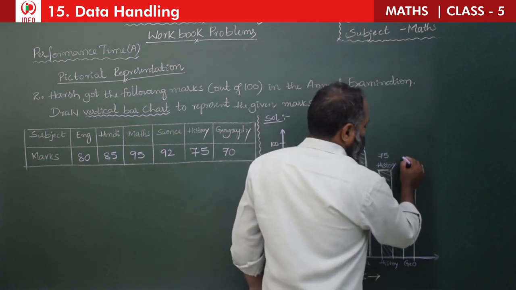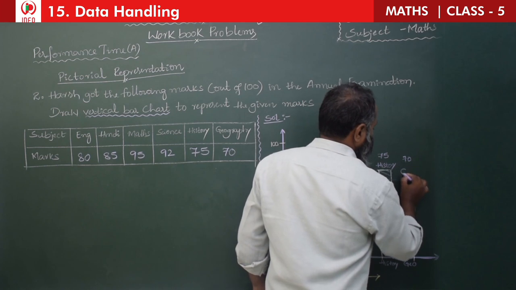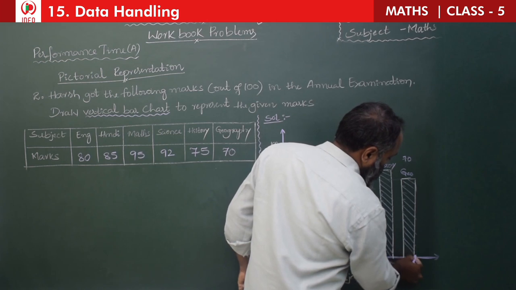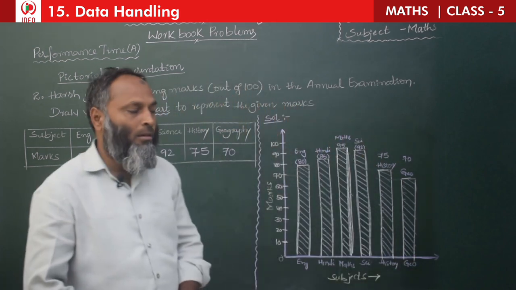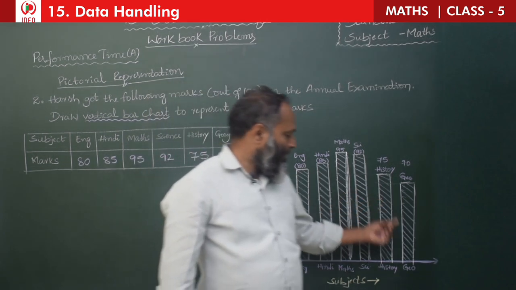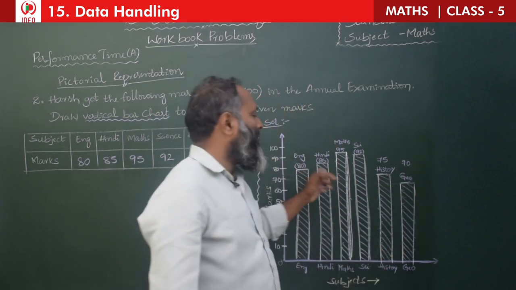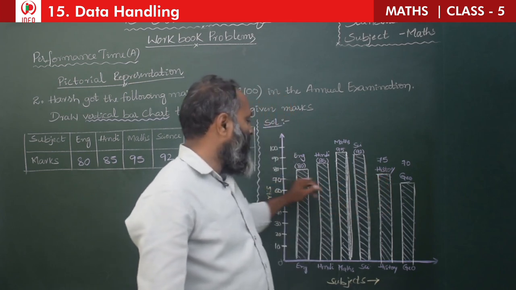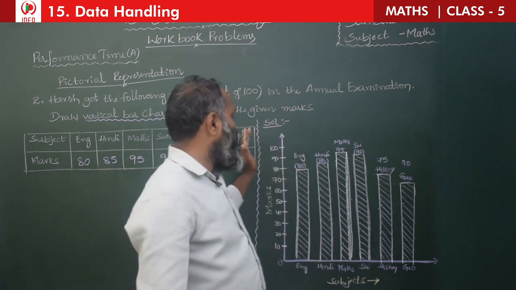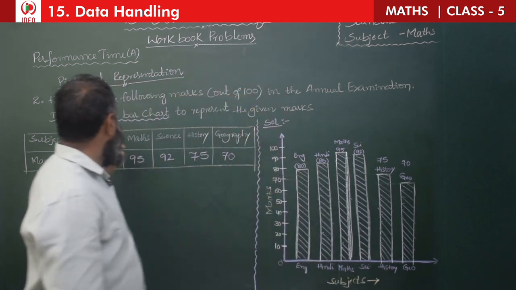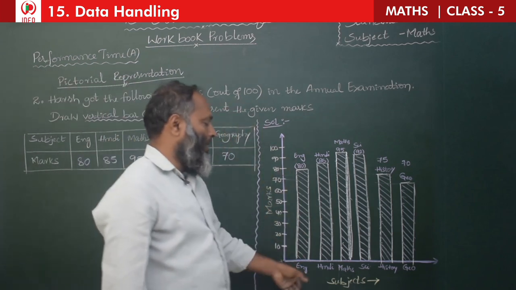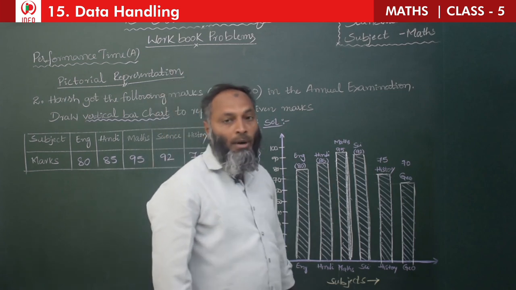In geography, how many marks did he get? He got 70. So mark on 70 and draw a bar. This is about geography, okay. So this is all the information. Using the bar graph, all these are vertical bars, okay.